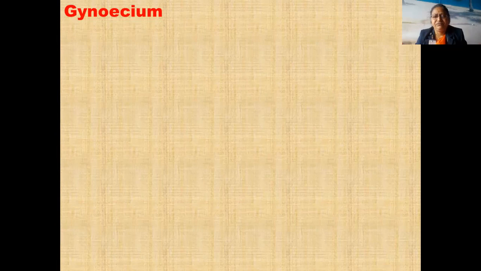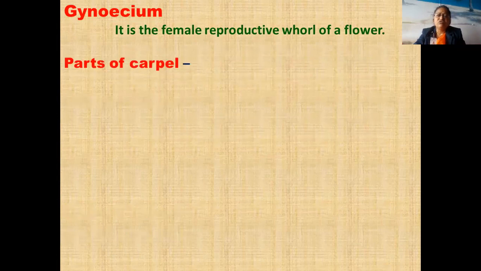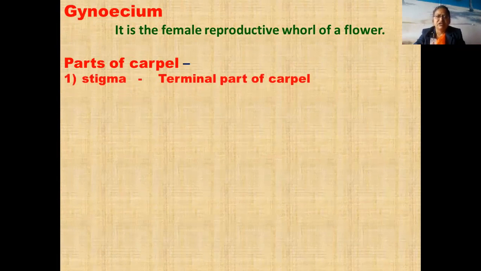Then gynoecium. Gynoecium is the innermost whorl of the flower. It is the female reproductive whorl of the flower. It is also called pistil. The individual member of gynoecium is called carpel. Carpel consists of 3 parts: stigma, style, ovary. When carpels are free, it is called apocarpous. When carpels are united, it is called syncarpous condition.